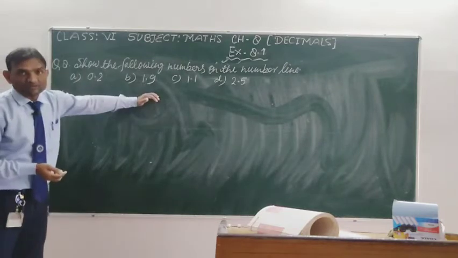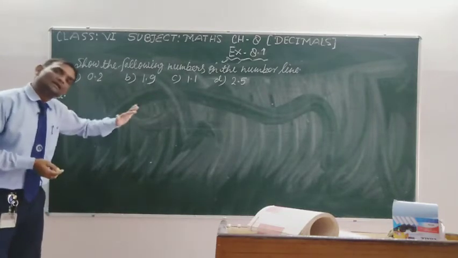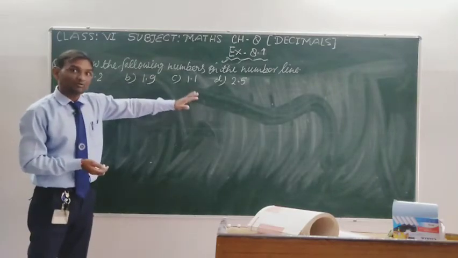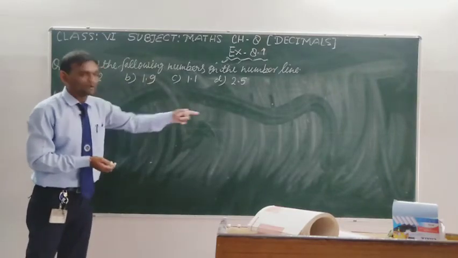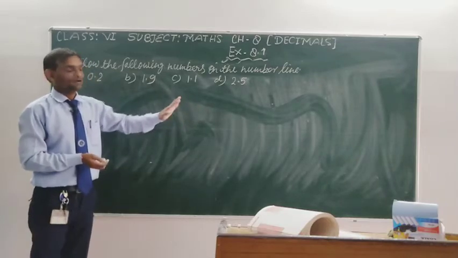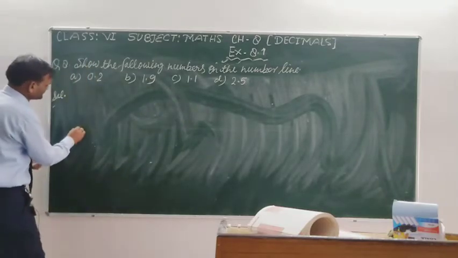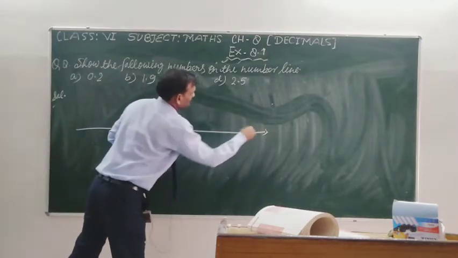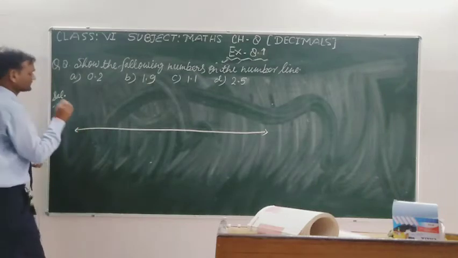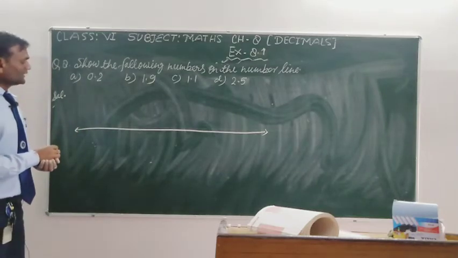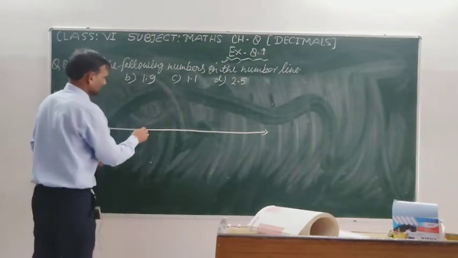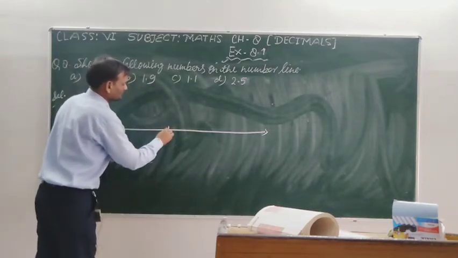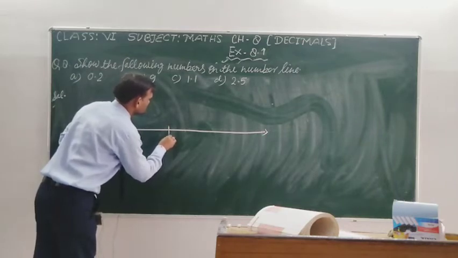For doing this question, firstly we draw the number line and all parts we are going to do on one number line. So student, firstly we draw the number line. We draw a line and in the middle we take 0.